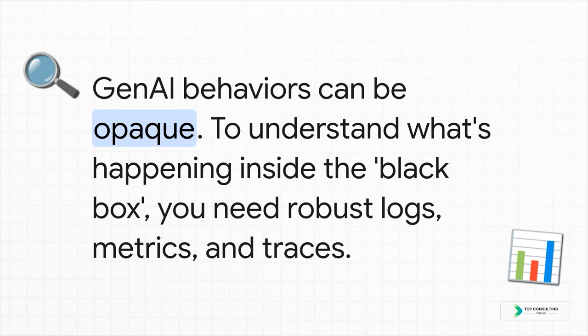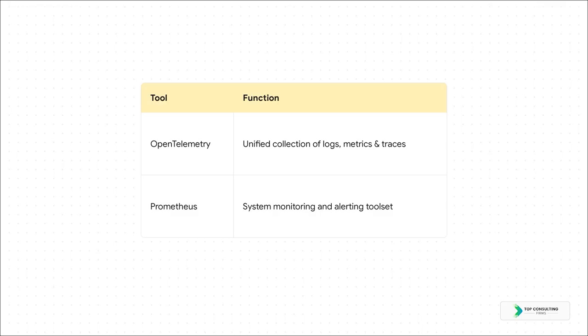Okay, our second puzzle. Gen AI can seriously feel like a black box, right? When a model spits out a really weird answer, how do you even begin to debug that? You absolutely need rock-solid metrics, traces, and logs to get a real picture of what's going on under the hood. And to shine a light into that black box, we really rely on two key players. OpenTelemetry is becoming the standard for getting all of your signals, your logs, your metrics, your traces, into one single unified stream. It's fantastic. Then you have Prometheus, which acts as the bedrock for monitoring all that data, and crucially, alerting you the second resources are getting strained or performance starts to dip.